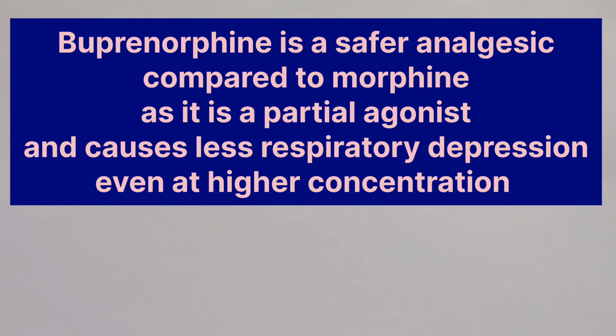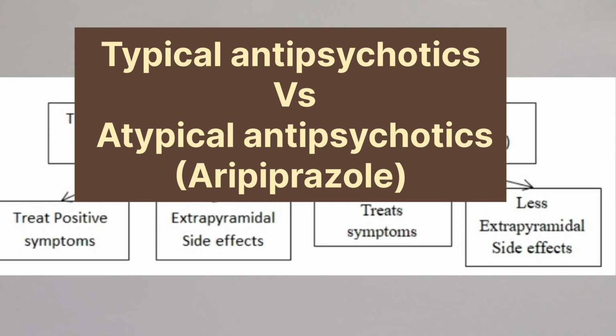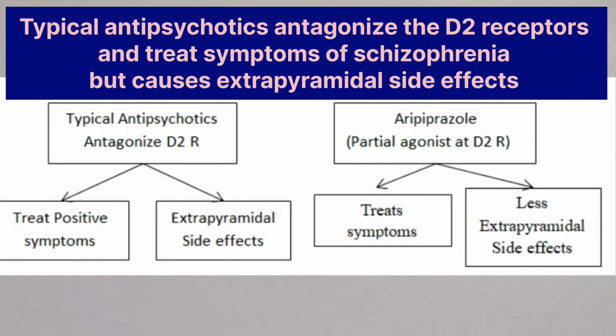The next example. Typical antipsychotics versus aripiprazole for the treatment of schizophrenia, a psychiatric disorder. Schizophrenia is characterized by excessive dopaminergic activity. Typical antipsychotics are useful for the treatment of schizophrenia by antagonizing the dopaminergic receptors, or more specifically the D2 receptors, and treat positive symptoms of schizophrenia. However, complete blockade of D2 receptors can result in extrapyramidal side effects, which is undesirable.